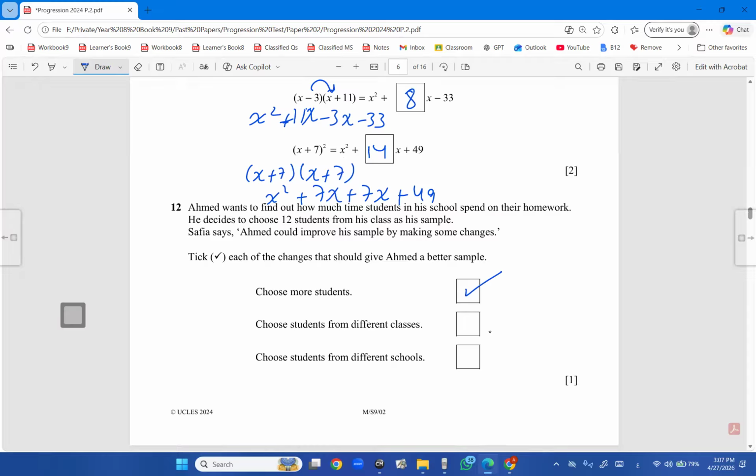Choose students from different classes? Definitely. But choose students from different schools? No. Why? Because they said in his school. He wants to do this in his school. So no, I'm not going to recommend that he choose different schools.